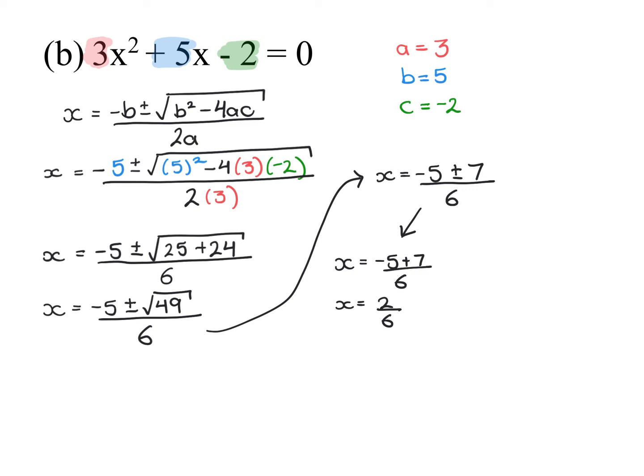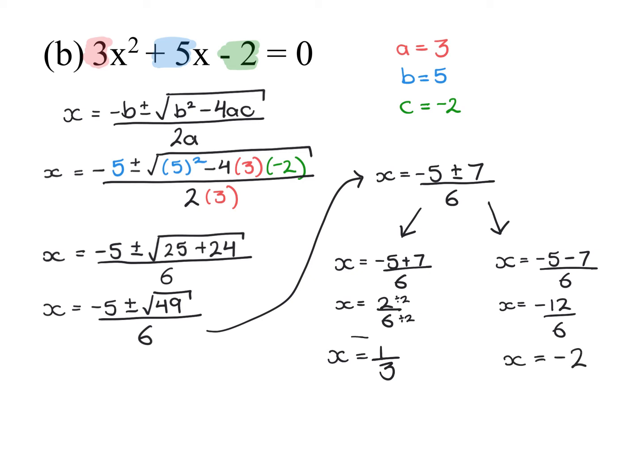Now to reduce this, we can divide both of them by 2. So the numerator divided by 2 and denominator divided by 2, which comes to 1 over 3. So that's one of your roots. Now let's find the second root. In this case, we're going to write x is equal to -5 minus 7, all of that over 6. Okay, so -5 minus 7 comes to -12 over 6, and -12 divided by 6 comes to -2.